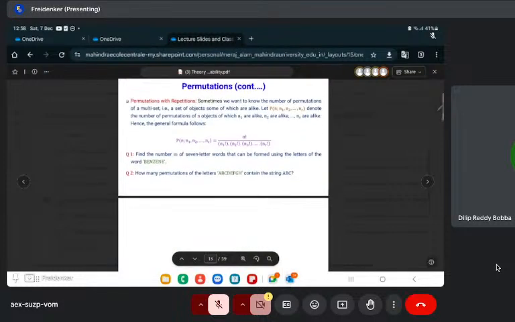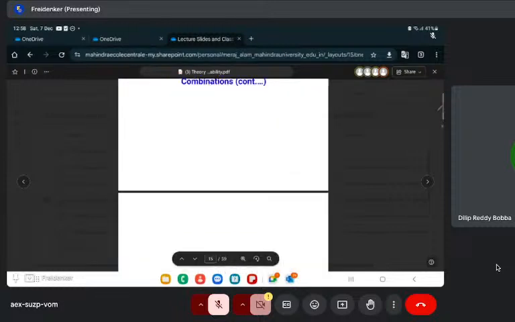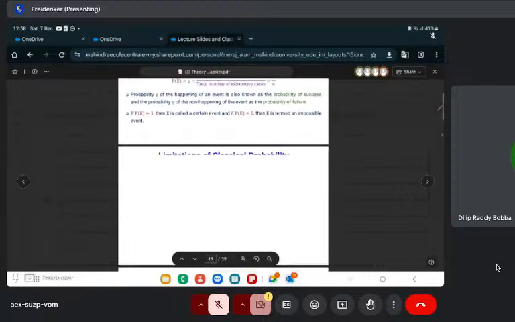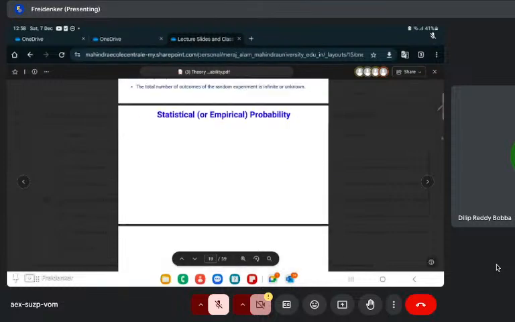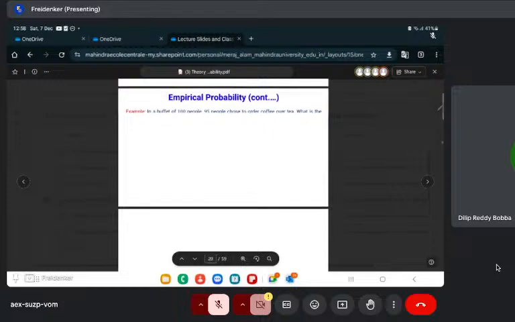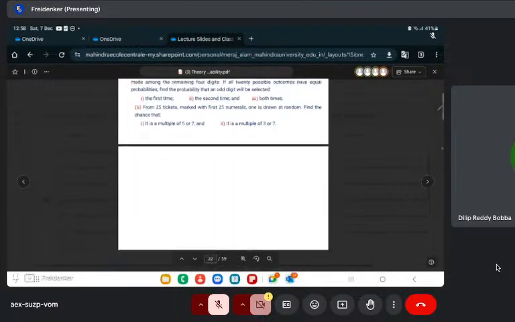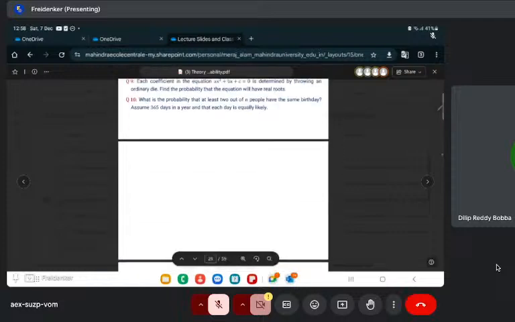It can't get shorter. Fine. This is classical. There was empirical as well. Where is axiomatic? Okay, fine. So axiomatic will come much later on. So we'll just wait for that.